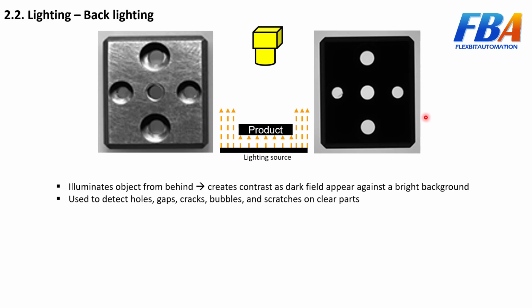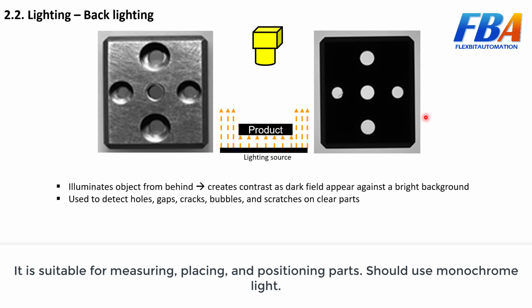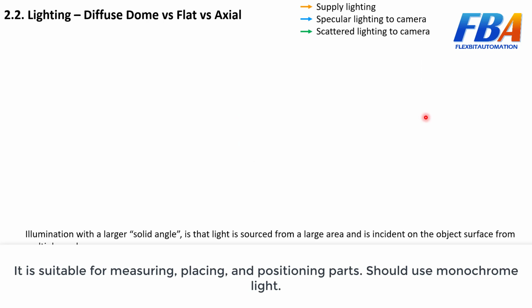Okay, we come to the backlighting. Backlighting illuminates the target from behind. It creates contrast, as dark objects appear against a bright background. Backlighting is used to detect holes, gaps, cracks, bubbles, and scratches on clear or transparent parts. It's suitable for measuring, placing, and positioning parts, and you should use monochrome light.